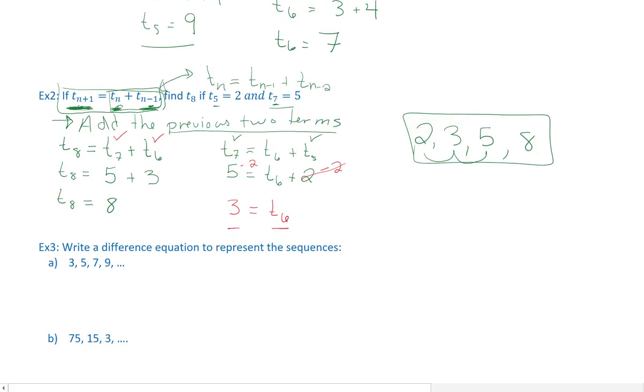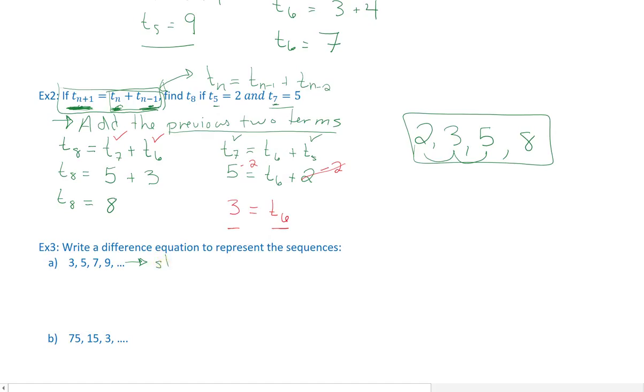Now the last bit is a little more on how we use these difference equations. It works both ways. You can be given the rule and asked to find terms, or you can be given terms and asked to find the rule. So here I've given you the sequence 3, 5, 7, 9, and I want you to write a difference equation to represent the sequence. Now again, you can write it in a few different formats depending on which you prefer. Personally, I prefer starting with my rule, starting with Tn, but you can start with Tn plus 1 as well. So, first of all, think in English, what's happening here?